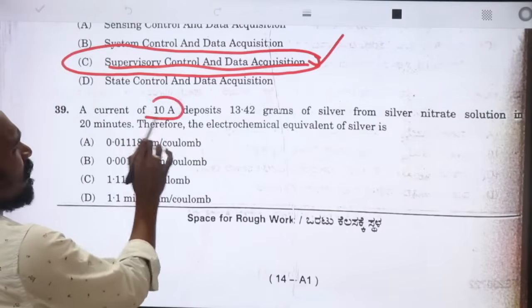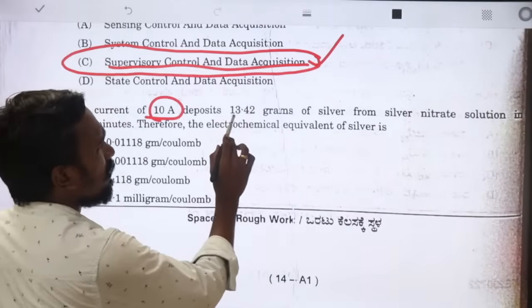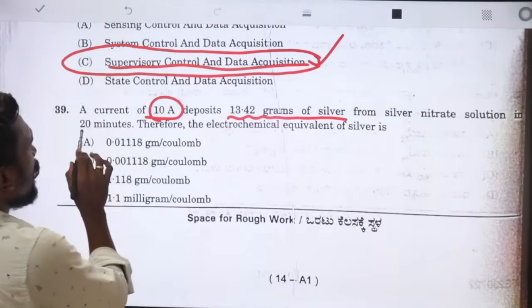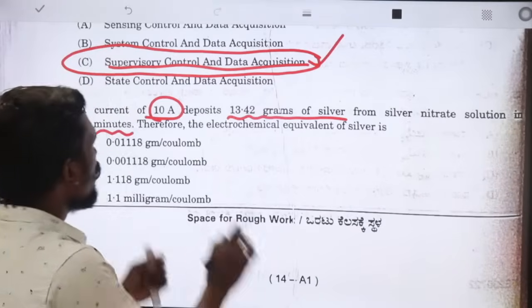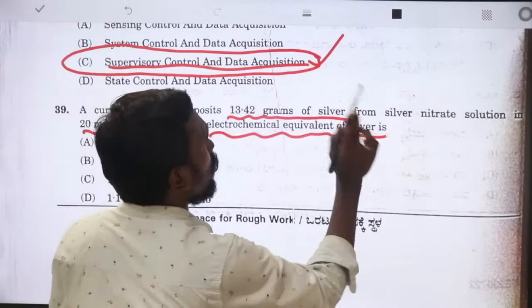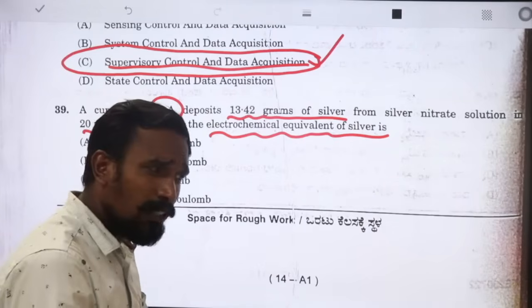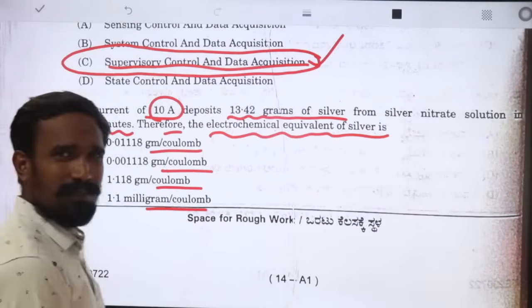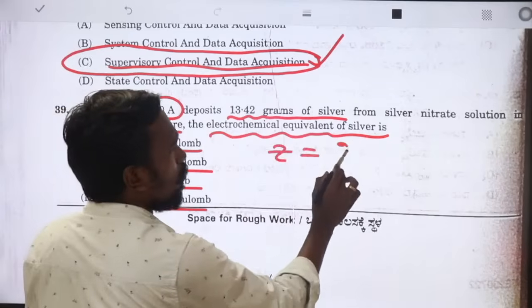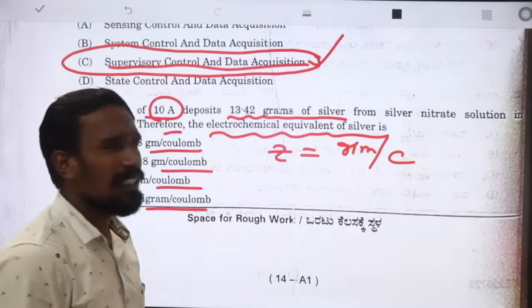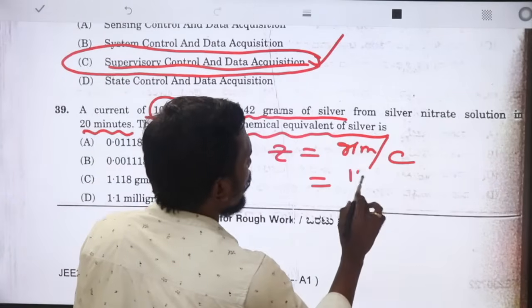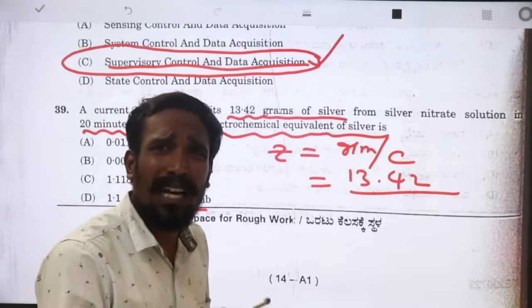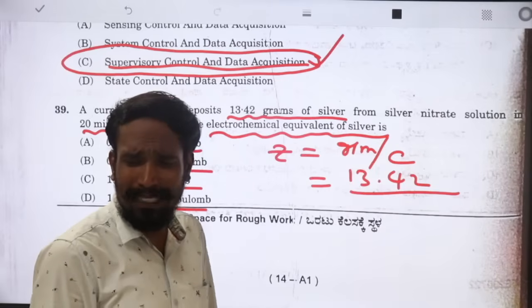See here, the current given is 10 amperes, which deposits 13.42 grams of silver from the silver nitrate solution, and they took 20 minutes. Therefore, the electrochemical equivalent weight of the silver. Sir, I don't know the formula. Even if you don't know the formula, look at what they gave: grams per coulomb. The grams are already given, 13.42 grams. What is coulombs? Charge Q equals current multiplied with time, right?